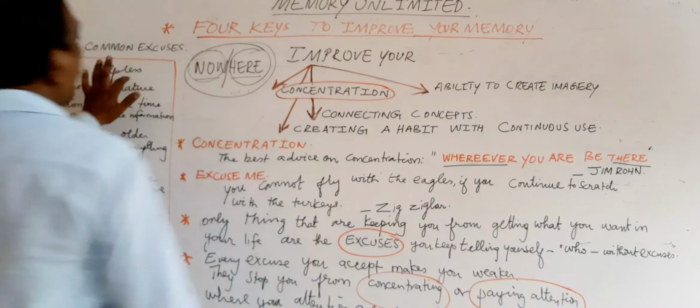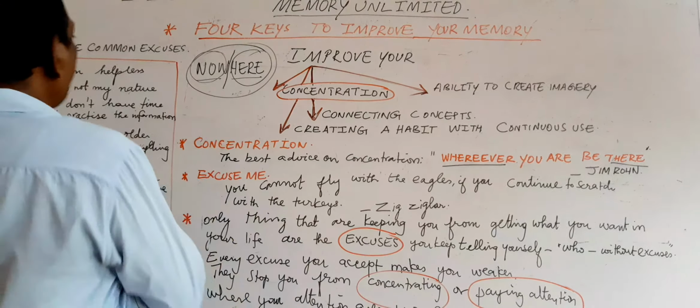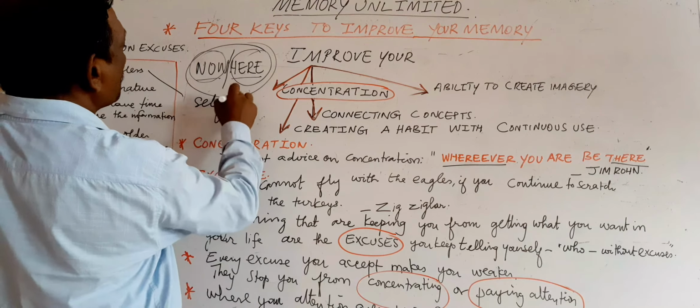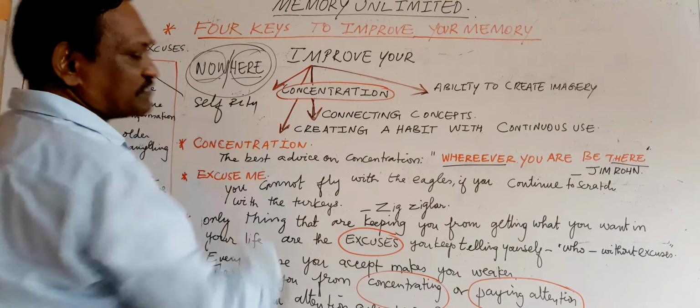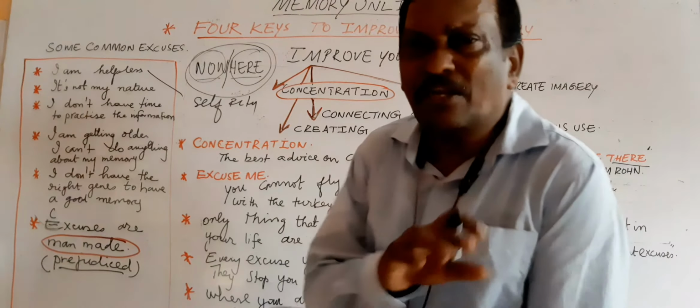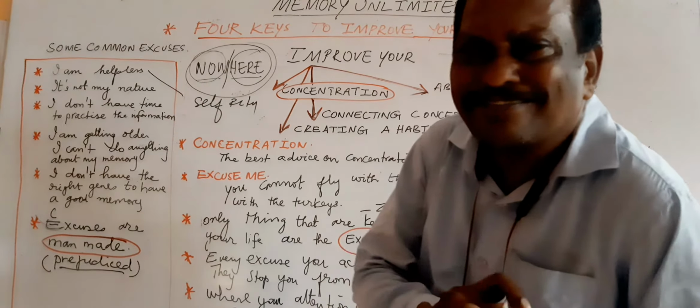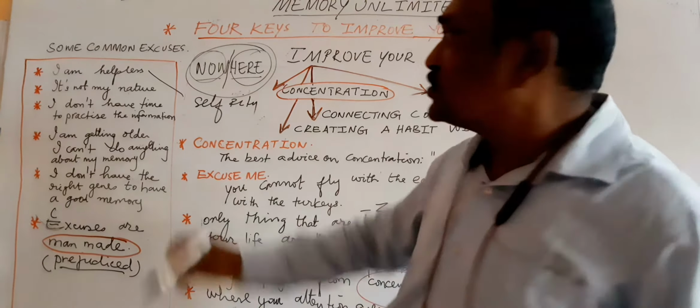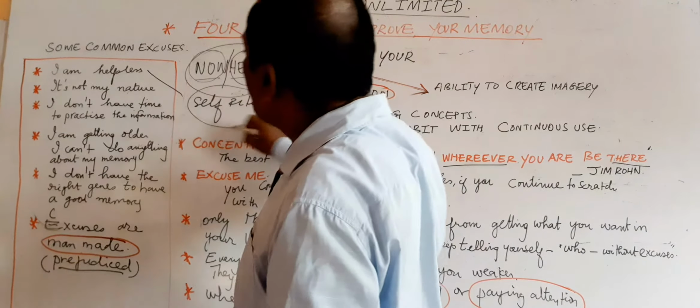Number one is, I am helpless. You can call this self-pity. Oh, I am useless. I don't have any potential. I cannot achieve any success in my life because my memory is poor. I cannot improve. So, this is called self-pity.